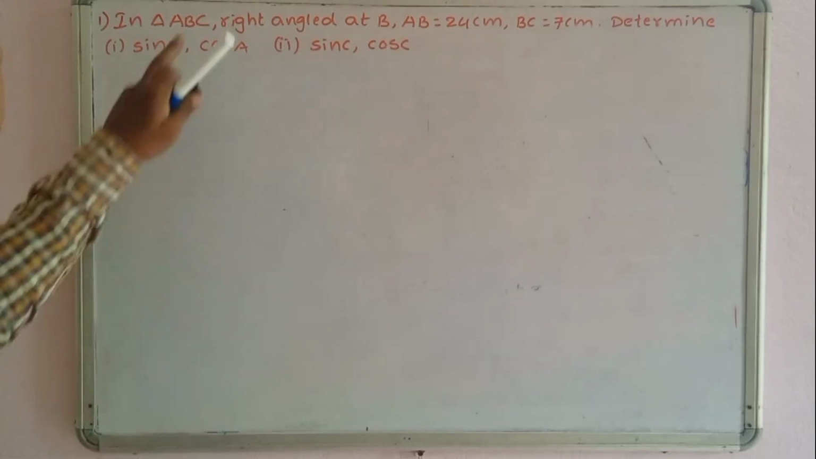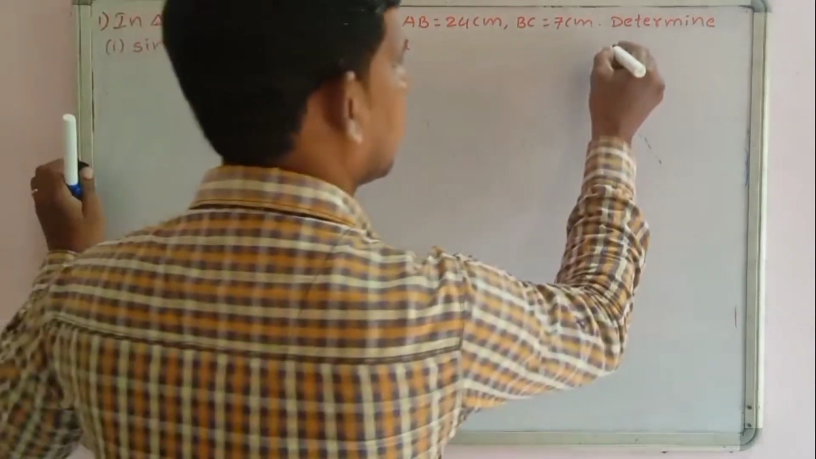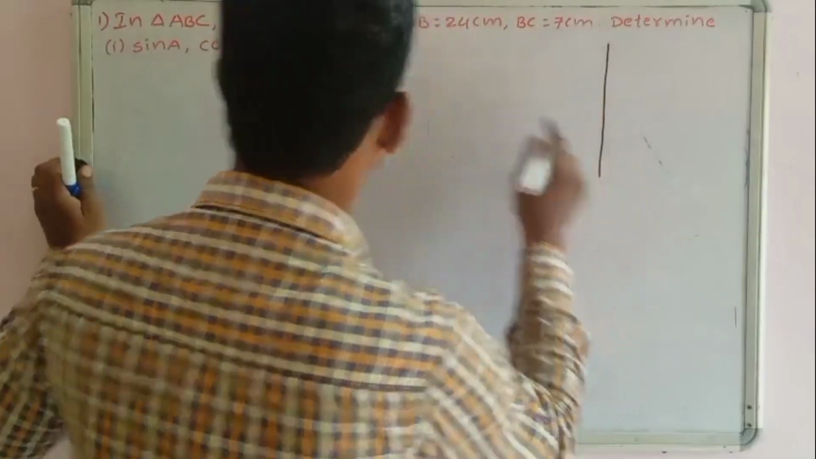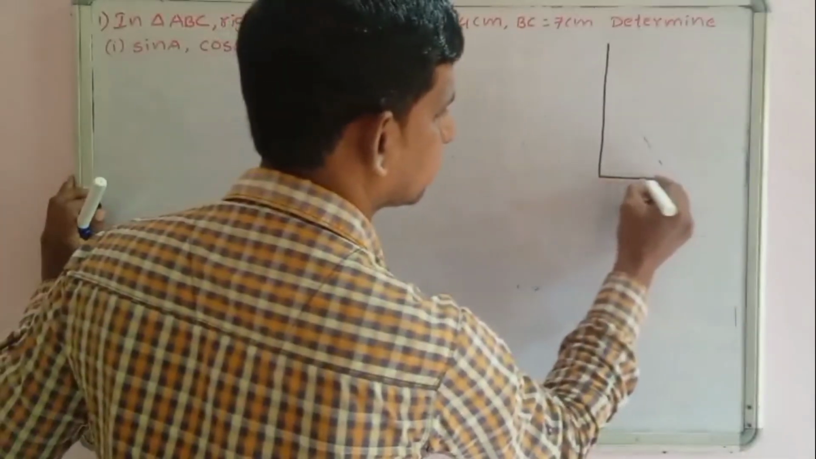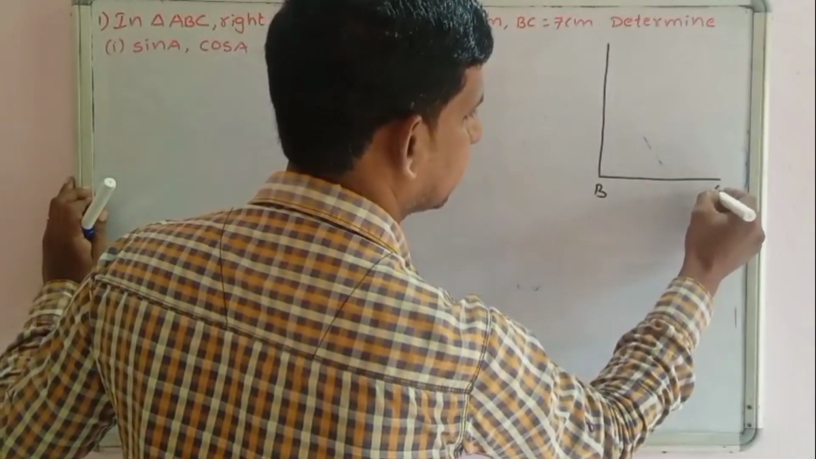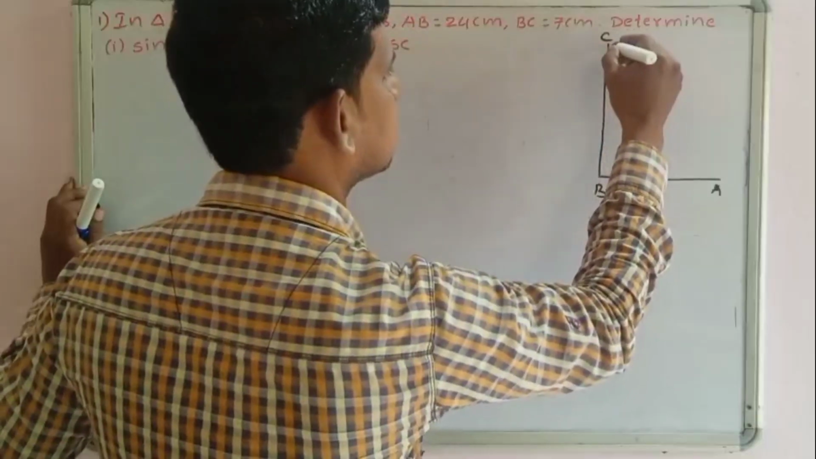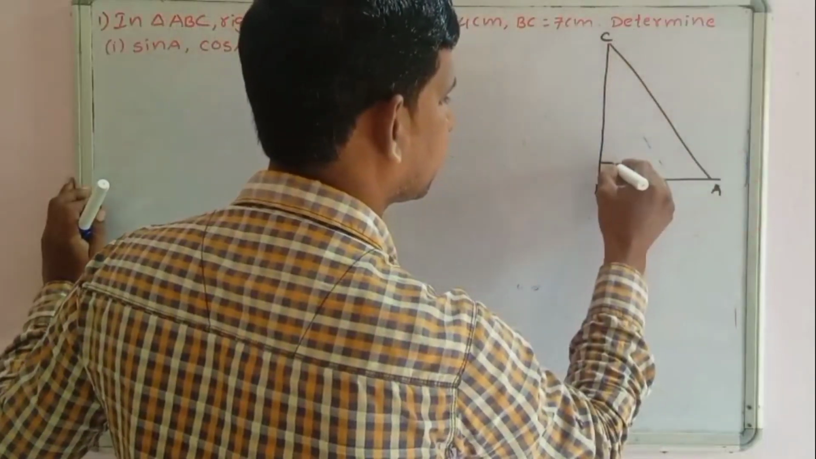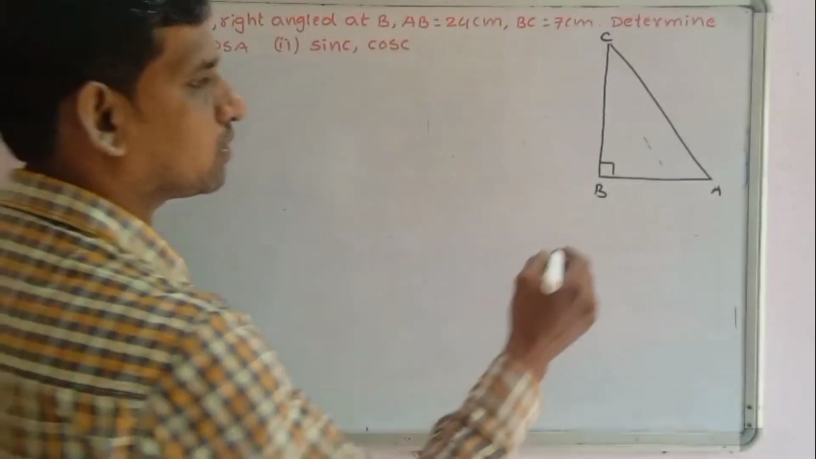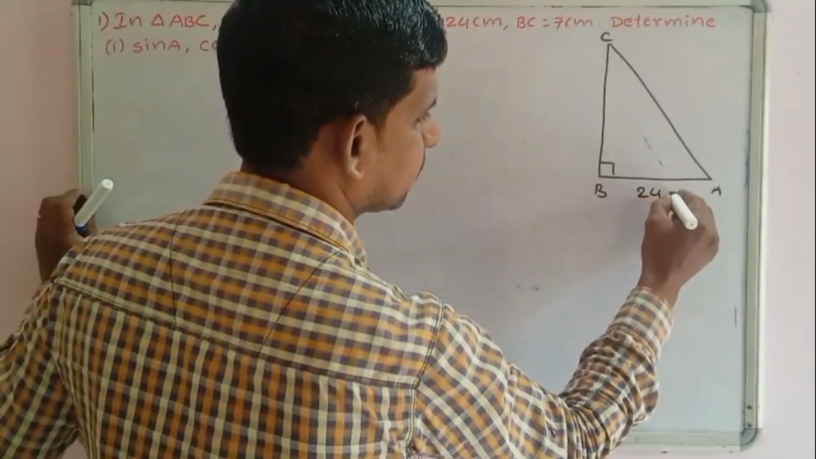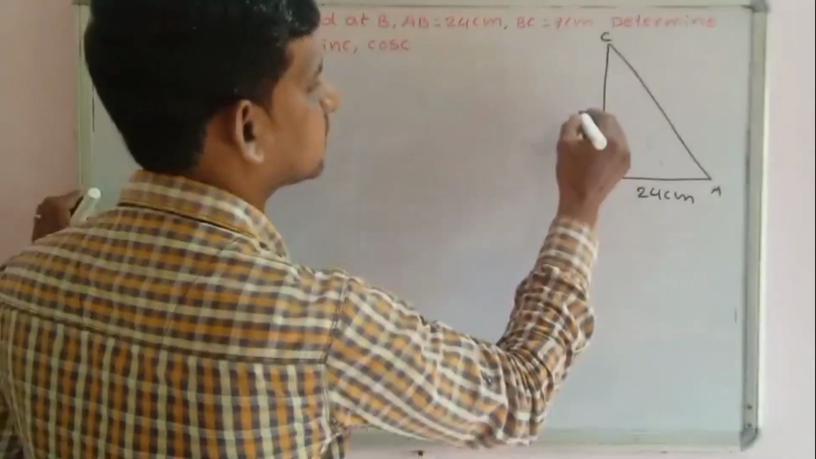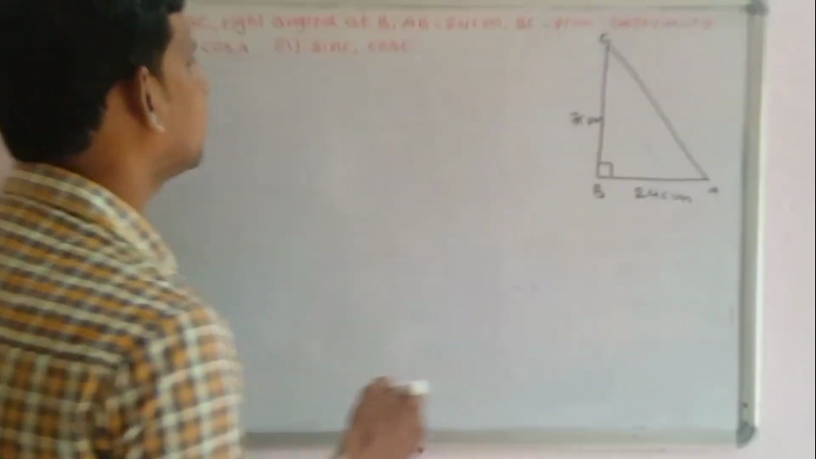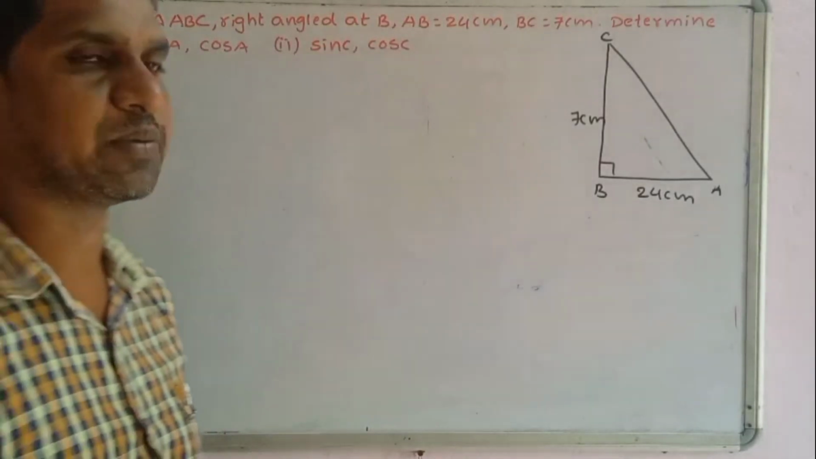See the concept. In triangle ABC, right angle at B. So ABC is a right angle triangle, right angle at B. AB equals 24 centimeters, BC is 7 centimeters. Determine sin A and cos A.